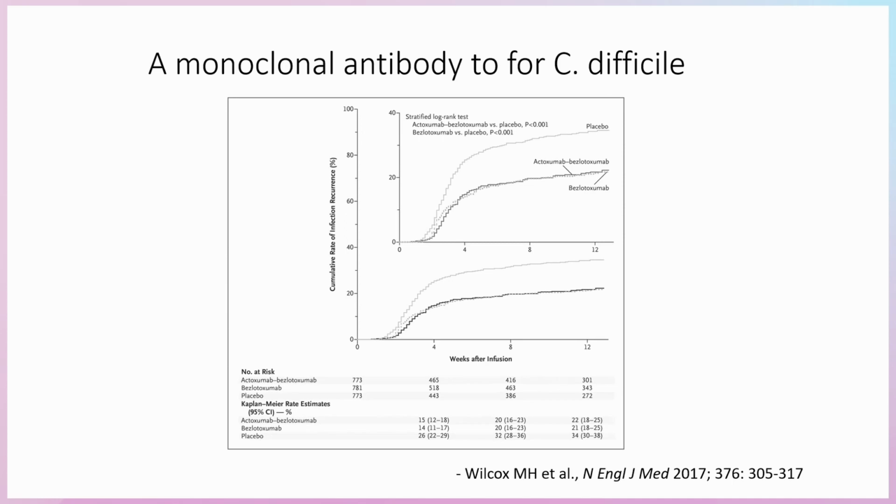And at the end of 12 weeks, both bezlotoxumab and the bezlotoxumab acotoxumab combination were associated with about a 50% reduction in the risk of recurrence of C. difficile. Acotoxumab alone had no benefit in this study.